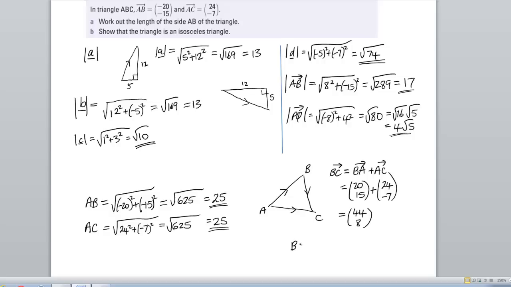So length BC, well, we're getting to the point where we can see that this is clearly not going to give 25, but let's just finish it off anyway. The magnitude of BC would be 44 squared plus the 8 squared, which would give us 2000, which is 20 root 5. So we've shown there that the triangle is isosceles. We could have stopped here, really, but this illustrated the triangle law as well as showing that it is isosceles.